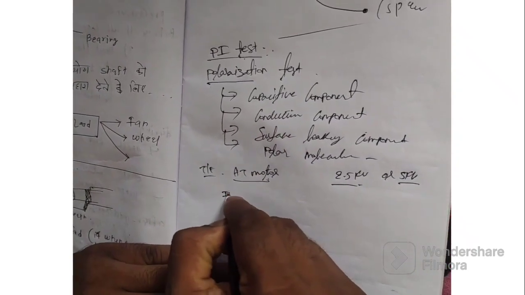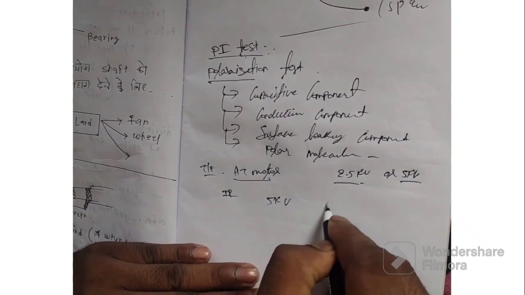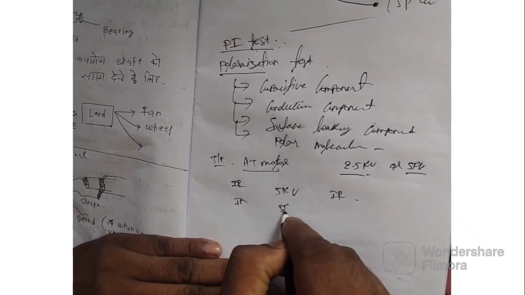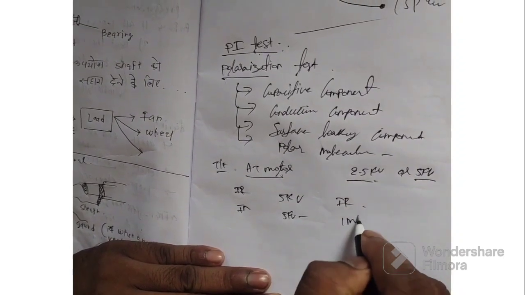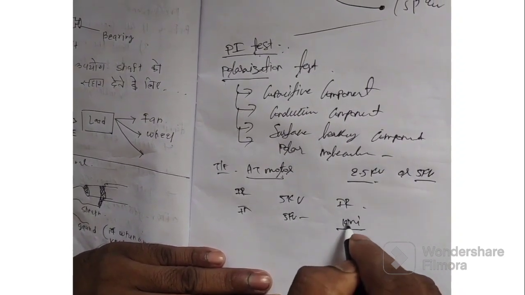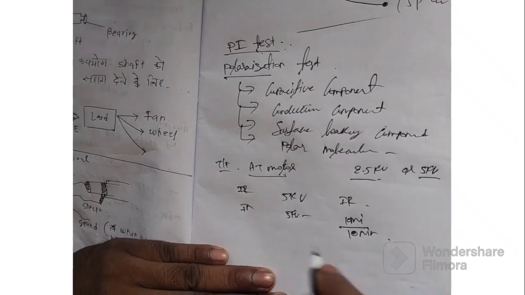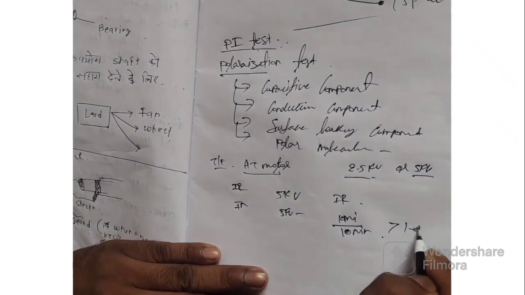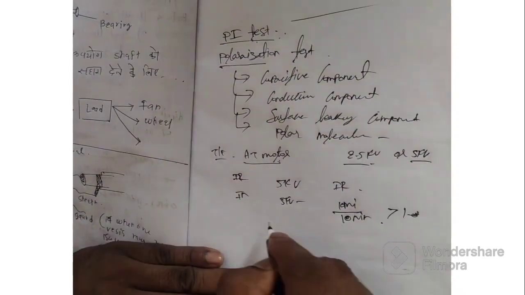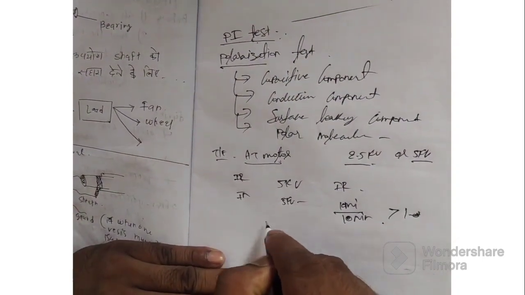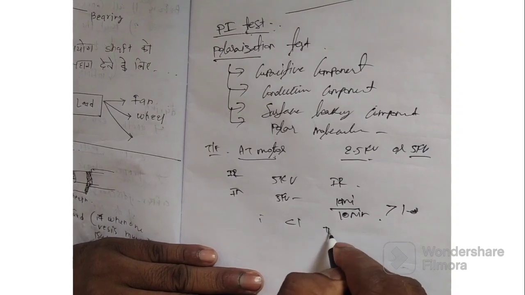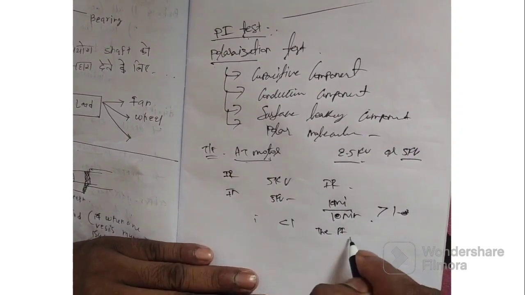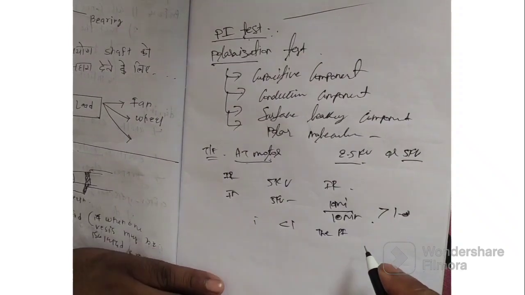In the IR test, we directly give 5 kV and we take the IR value. But here, the 5 kV value is taken as the 10 minute value divided by the 1 minute value. It must be greater than 1. There are no units. In case the PI value is less than 1, that transformer or HT motor is not in good condition.